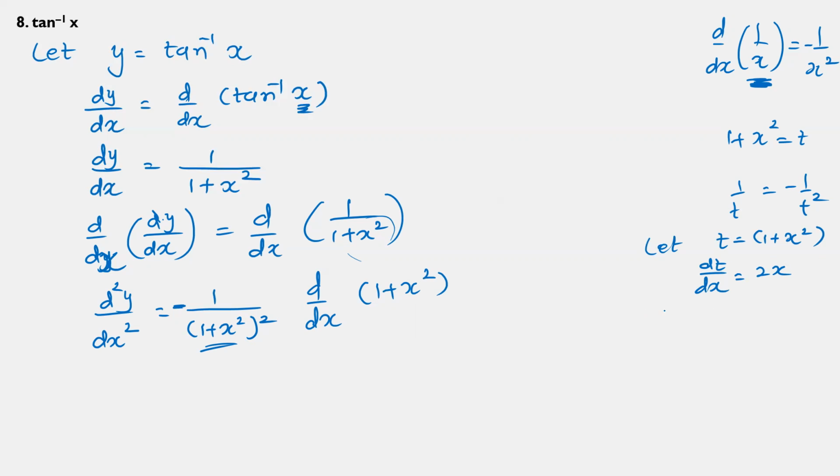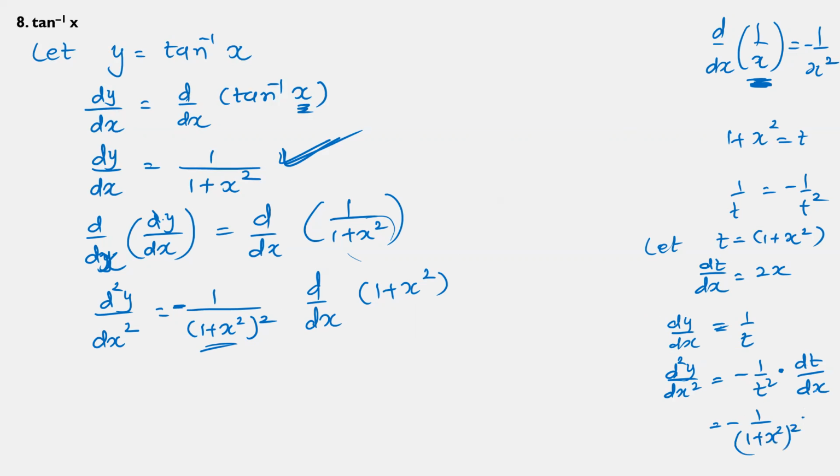Okay, that means dy by dx was 1 by t, which is 1 by 1 plus x square. 1 plus x square we assumed as t. If you are differentiating both sides, it will be minus 1 by t square. But you have to apply the chain rule. So that means 1 plus x square whole square, but dt by dx is 2x. So that will be your answer.